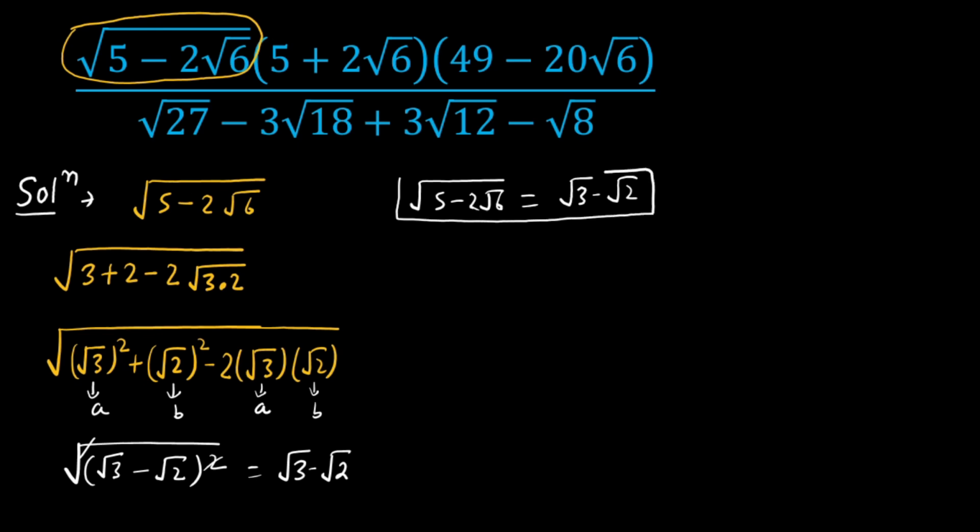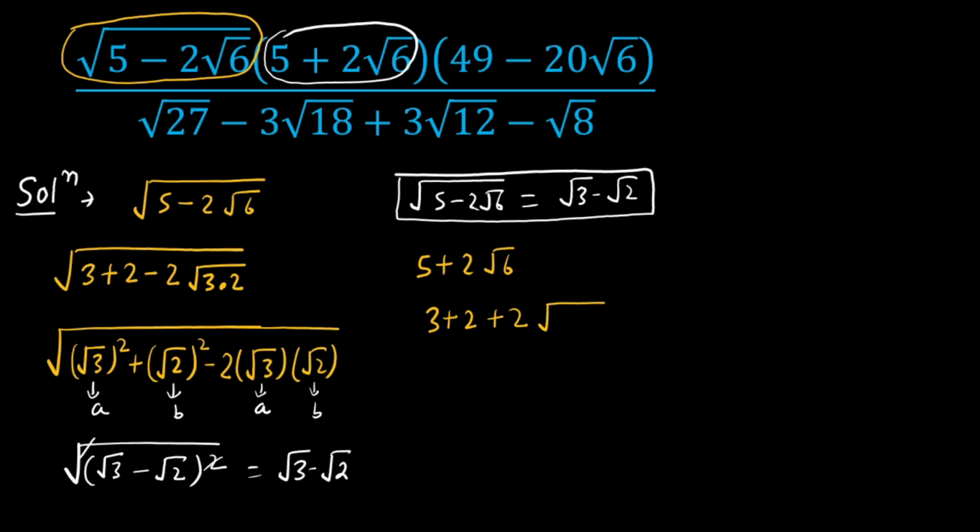Now we will simplify this expression, that is 5 plus 2 times square root of 6. This 5 is the same as 3 plus 2, plus 2 times square root of 6, which is the same as square root of 3 times 2. This 3 is the same as square root of 3 bracket power 2, plus this 2 is the same as square root of 2 bracket power 2, plus 2 times square root of 3 times square root of 2.